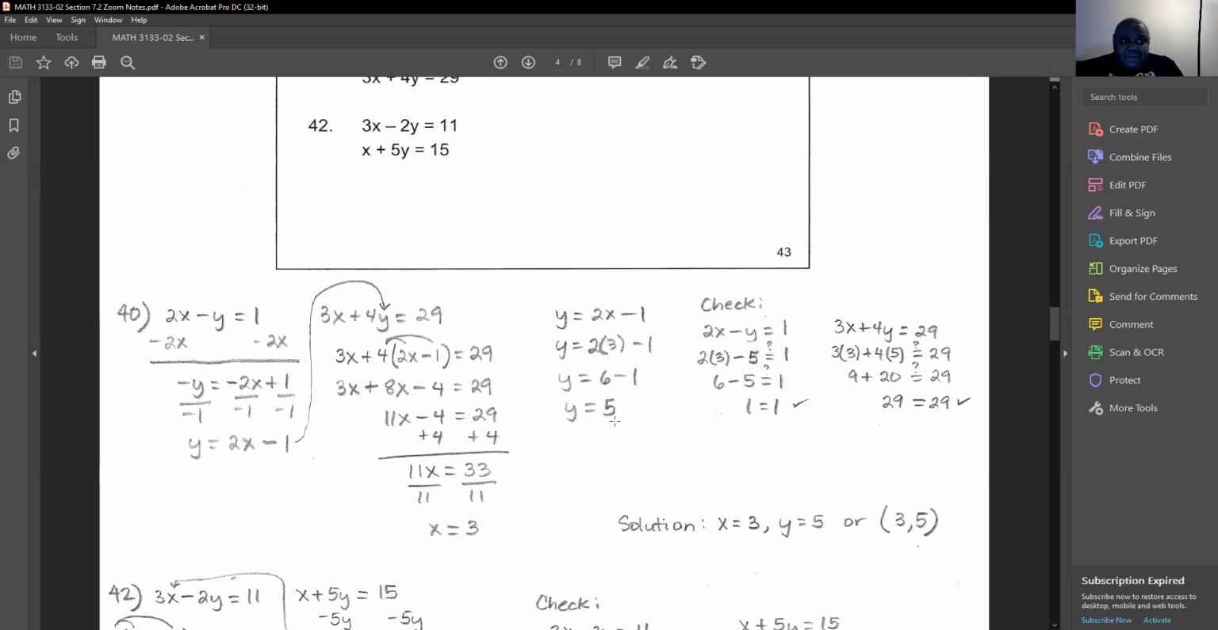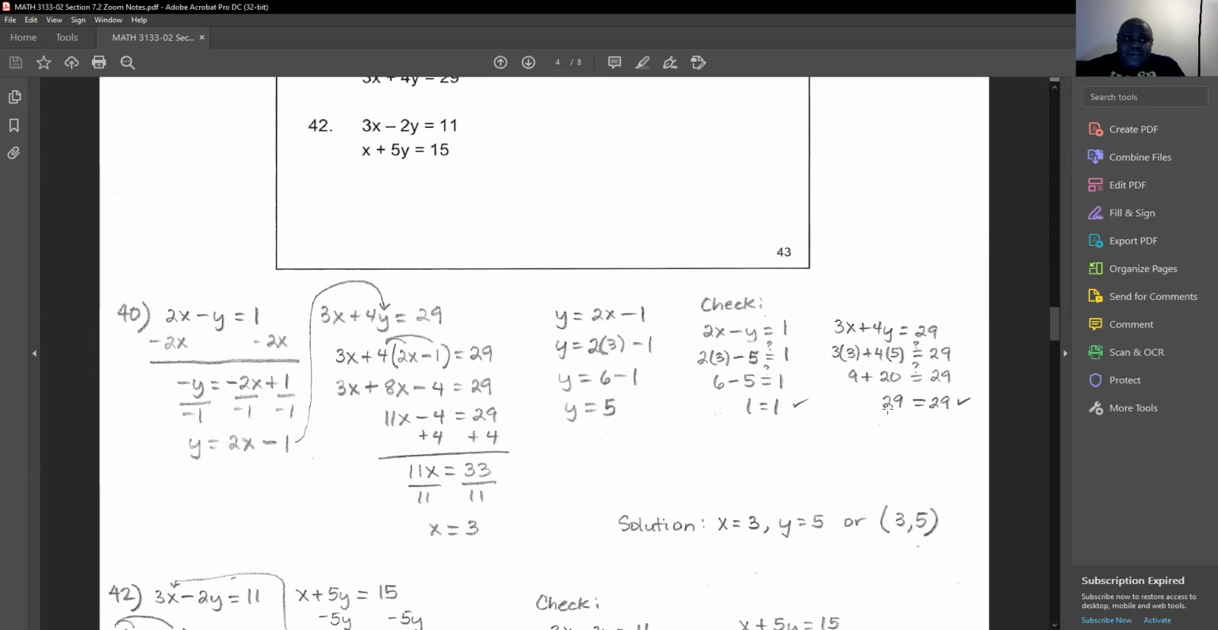Now we can do the check if we like by using the original system. Substitute the x with 3, substitute the y with 5. So for 2x minus y equals 1, substitute the x with 3, I get 2 times 3, then minus the y substituted with 5. I want to know if that's equal to 1. Well, 2 times 3 is 6, and then 6 minus 5 does equal 1. So that checks for the first equation.